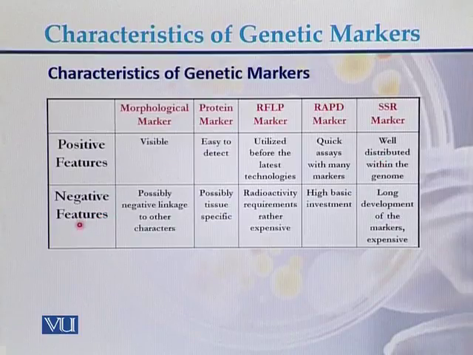When we look at the negative features, there is possibly negative linkage to other characters, and possibly tissue specificity in the case of protein markers. Radioactivity is required and RFLP is rather expensive, and RAPD markers have a high basic investment. In case of SSR, there is long development of the marker, and they are usually also considered a little bit expensive.